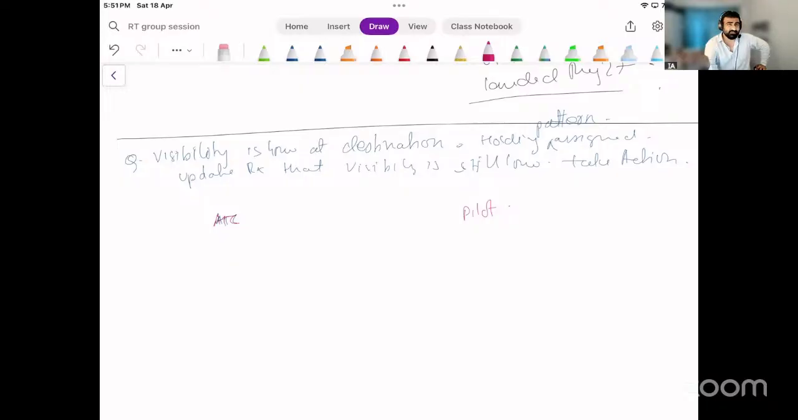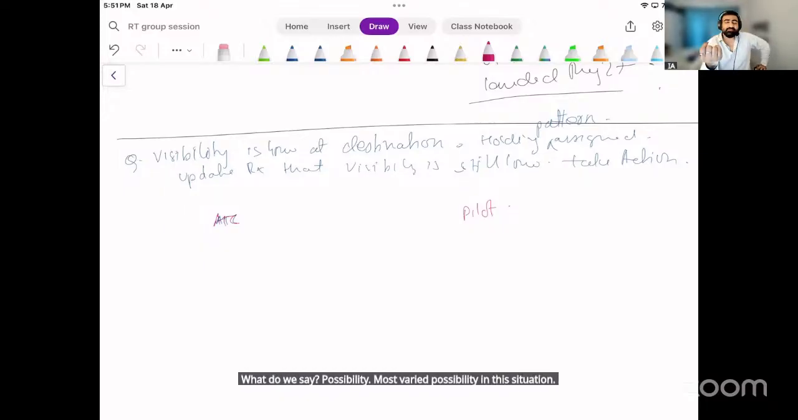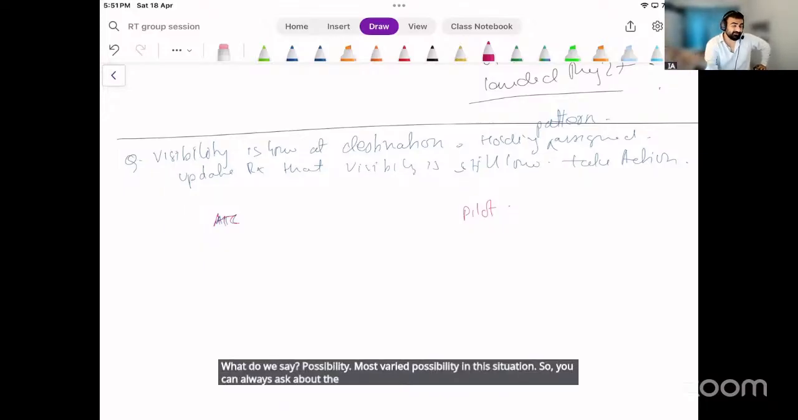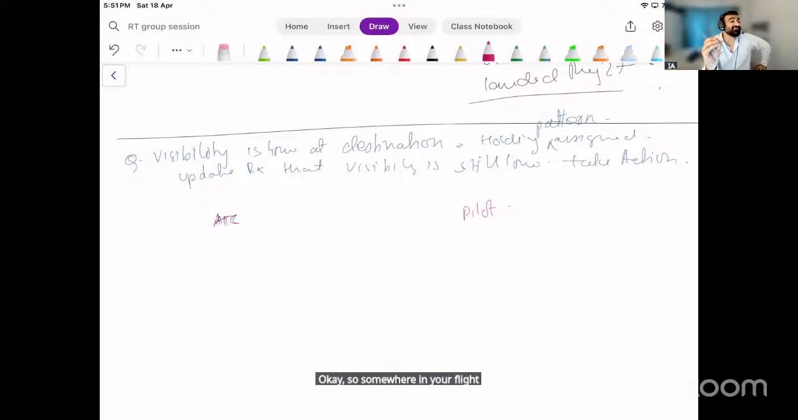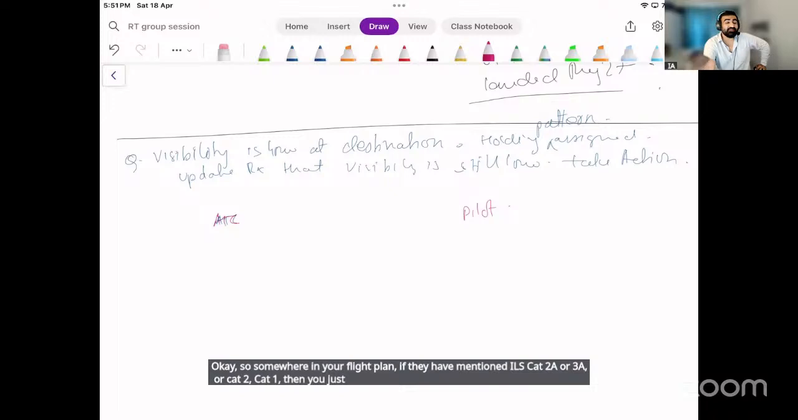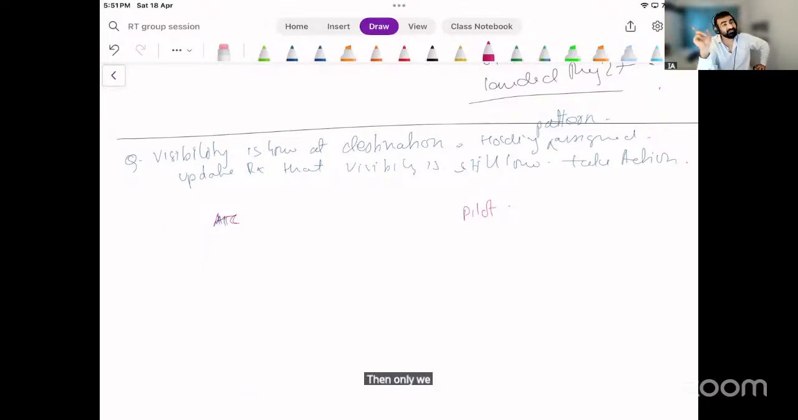This could be the most valid possibility in this situation. So you can always ask about the runway's ILS category and see if that category matches with your aircraft. If yes, only then you can land in low visibility. Otherwise, you cannot. Somewhere in your flight plan, if they have mentioned ILS Cat 2A or 3A or Cat 2, Cat 1, then you just check if the aerodrome also has the same. If yes, only then you can land in zero visibility. Otherwise, you cannot do an ILS approach, and then only we will go to the alternate.